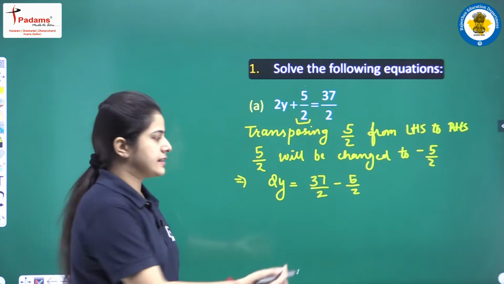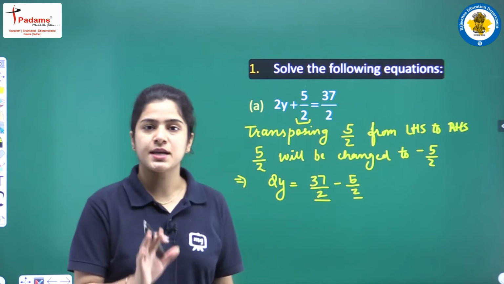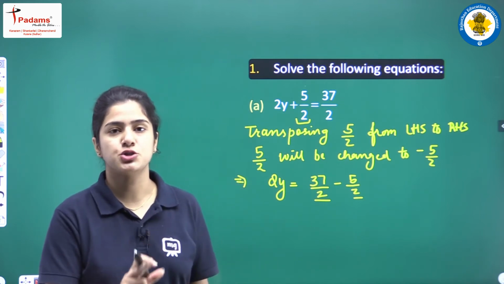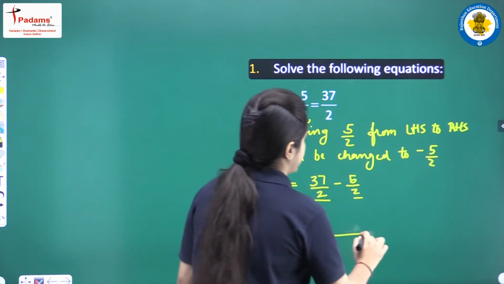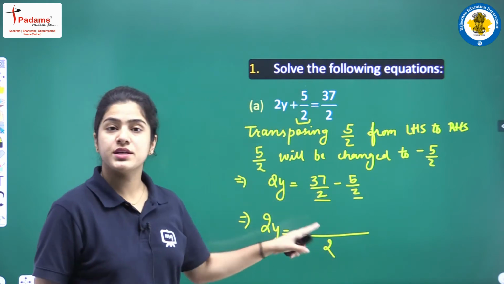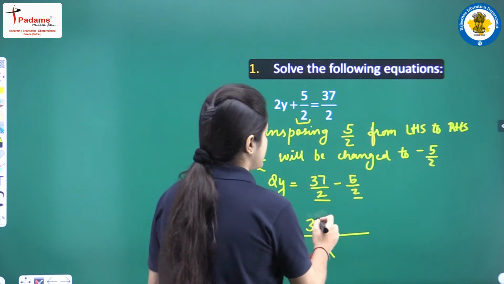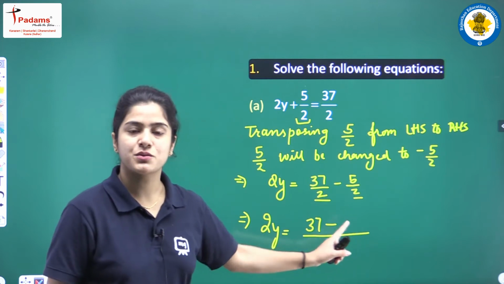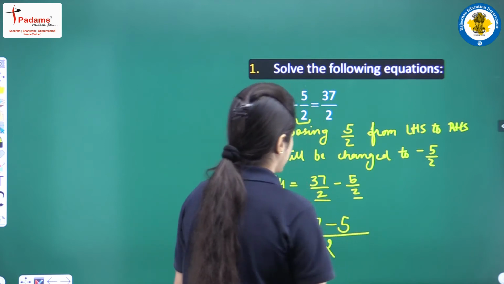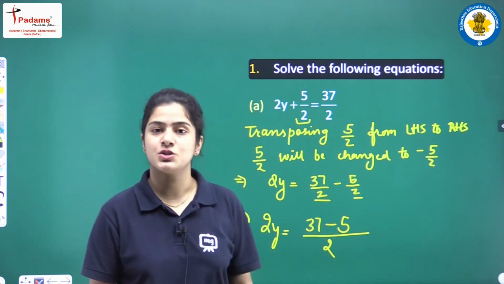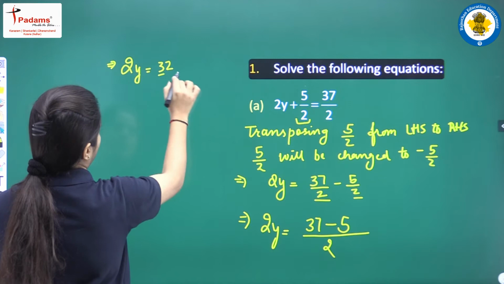Okay students, now clearly this is 2 and this is 2, both are the same, the denominators are the same, right? So the LCM of the denominators is 2, because the LCM of 2 and 2 is 2. So 2y is equals to, LCM is 2, 2 divided by 2 is 1, and 1 multiplied by 37 is 37. Then minus, 2 divided by 2 is equals to 1, and 1 multiplied by 5 is equals to 5. So 37 minus 5 is equals to 32, students. Okay, so this is 2y is equals to 32 upon 2.